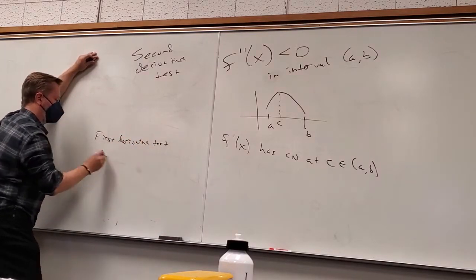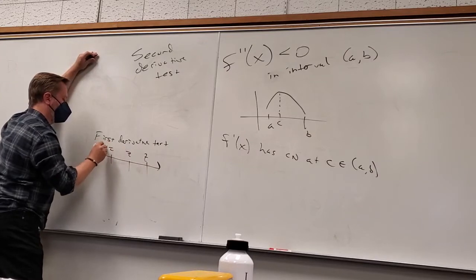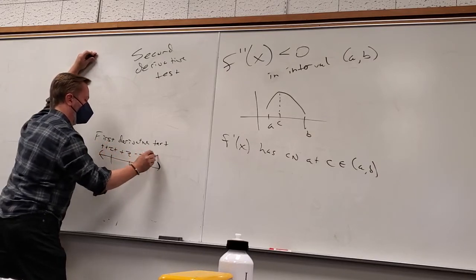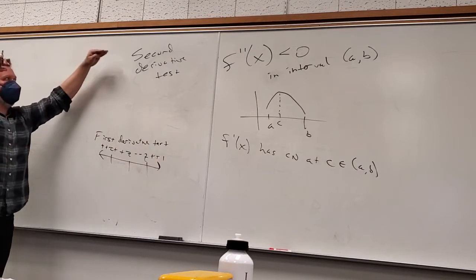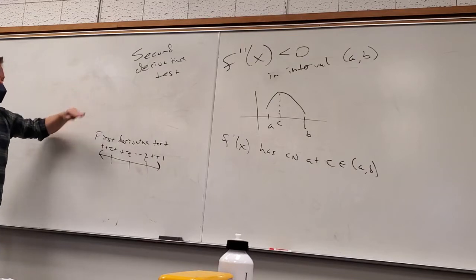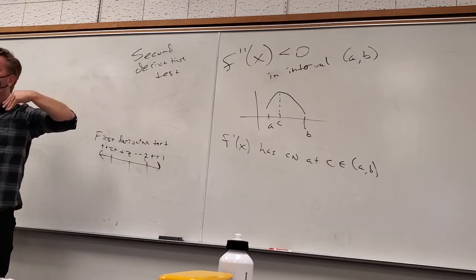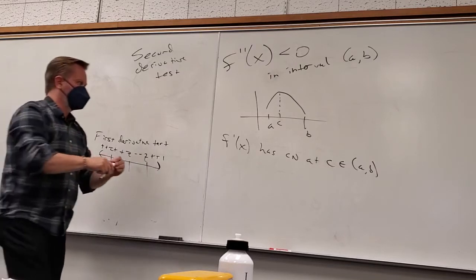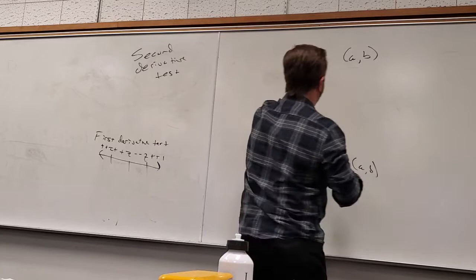Just to remind you guys, the first derivative test was where we found critical numbers and we put them down here and we did the pluses and the minuses, and you can see where it's going up and down. The second derivative test, we don't do this. We just find the second derivative and then plug values in. So let's do an example, just to solidify what this means.